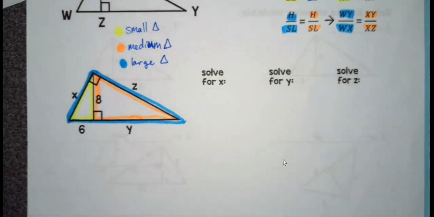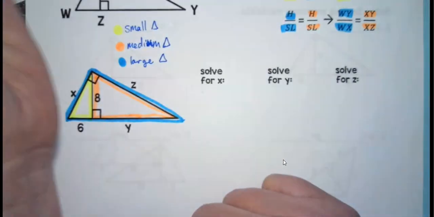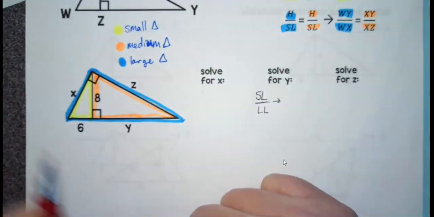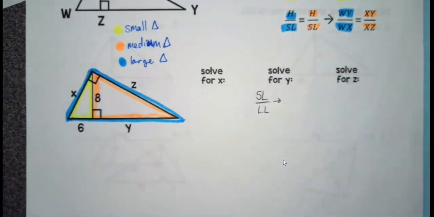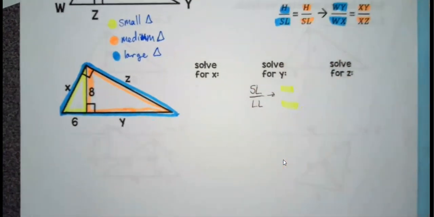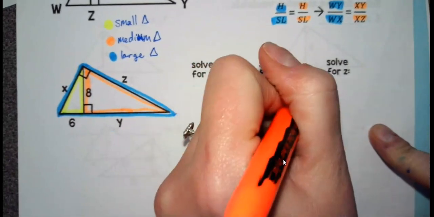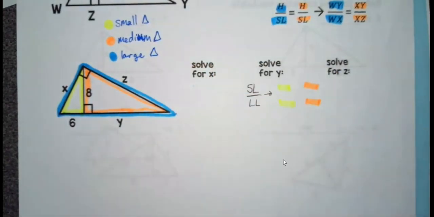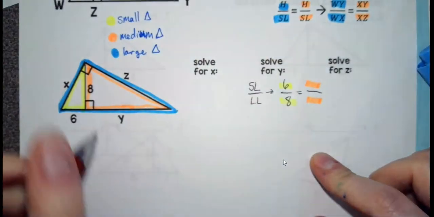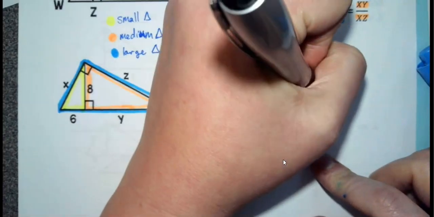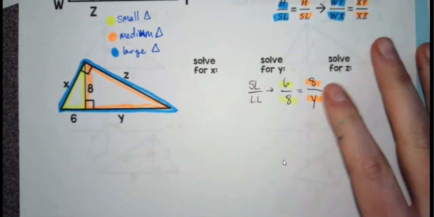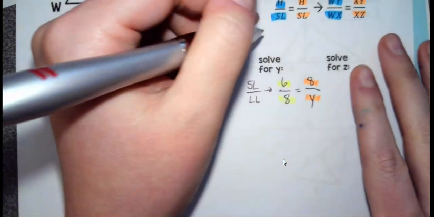So let's do it. So solving for y, you're going to have short leg over long leg. So it's going to be yellow over yellow, or mine's the small one over the small, medium over the medium. All right. And so 6 over 8 and 8 over y. But you're not going to round. So it's going to be in simplified fraction.